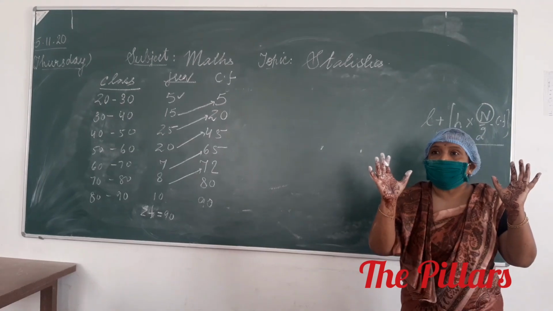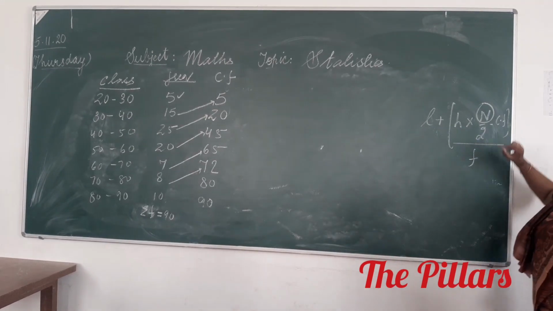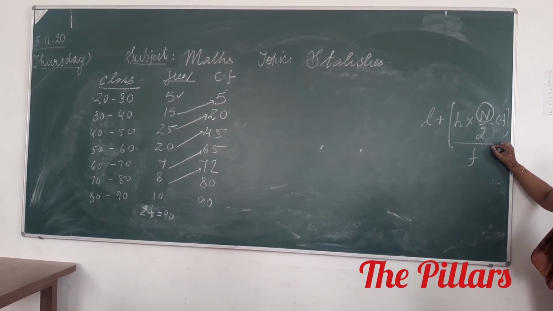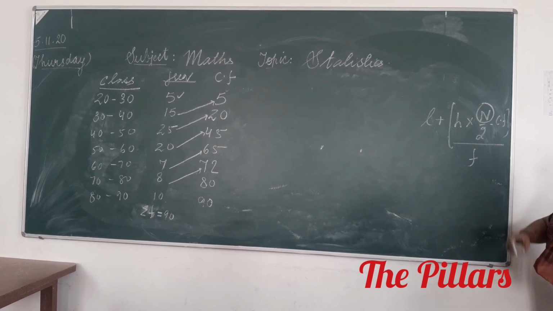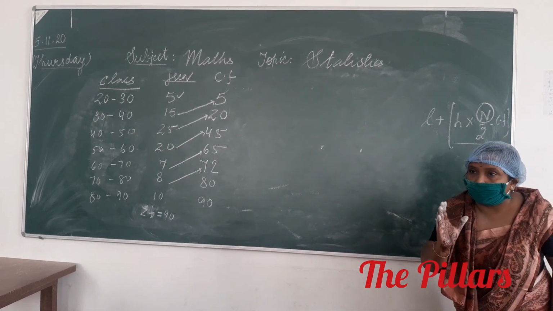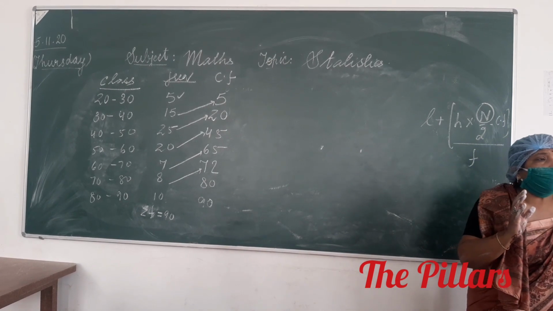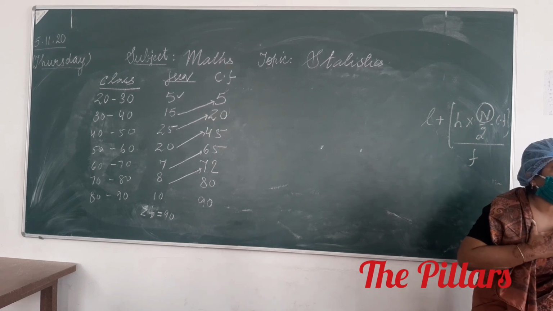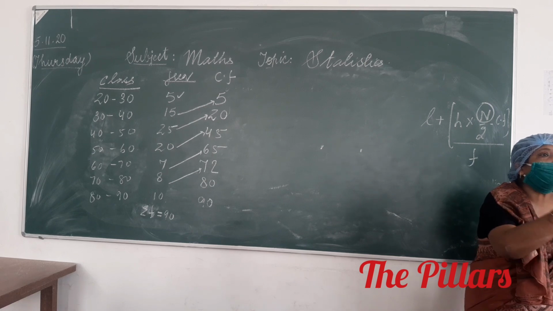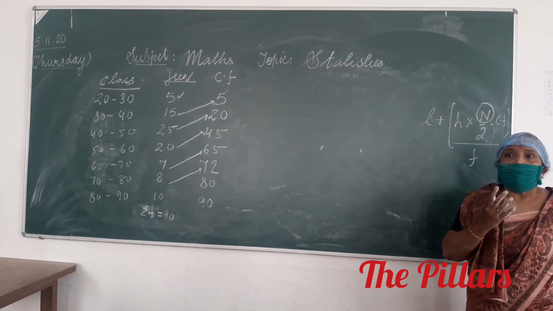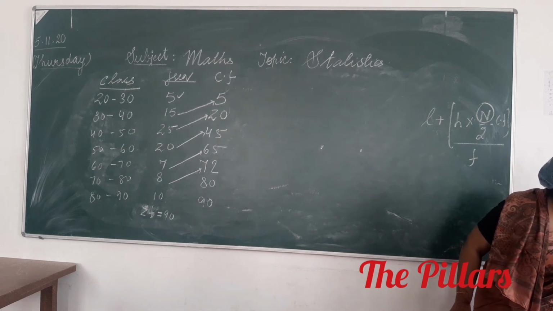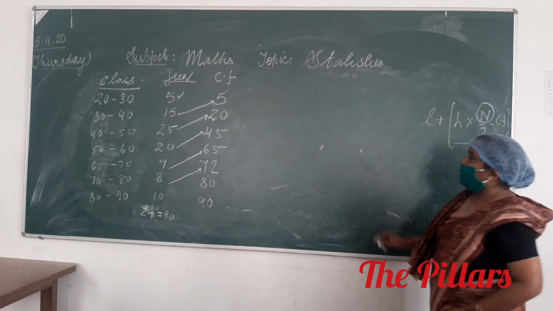Now we see. Now what are we going to do? We have to choose the median class. Okay? In order to choose the median class, what are we supposed to do? Find out the median. Find out n by 2. You have written there. Find out n by 2. Okay?